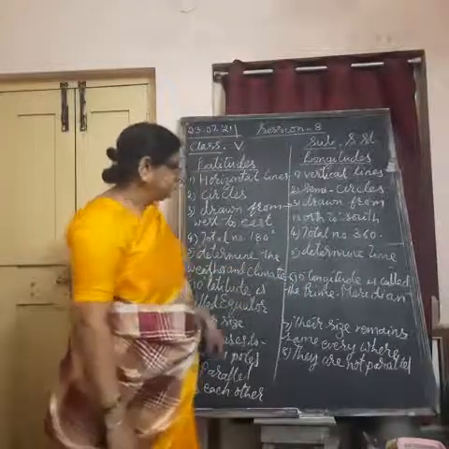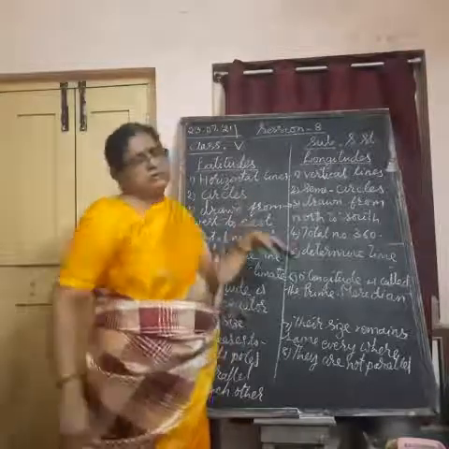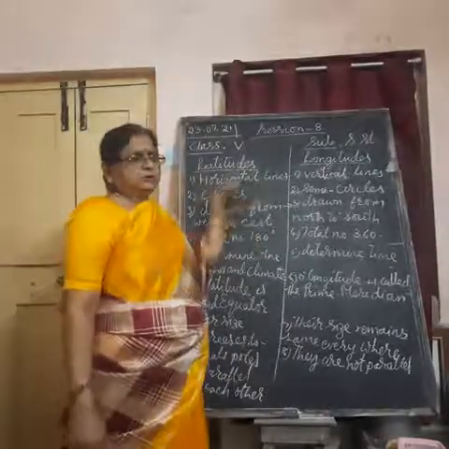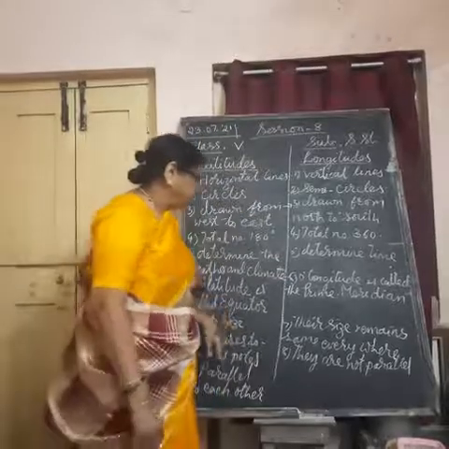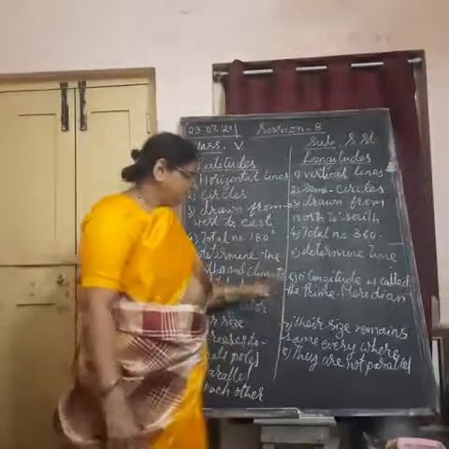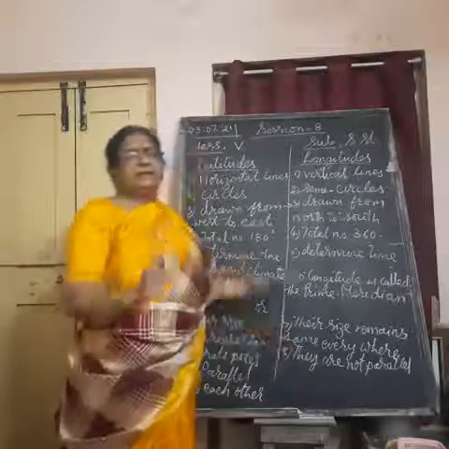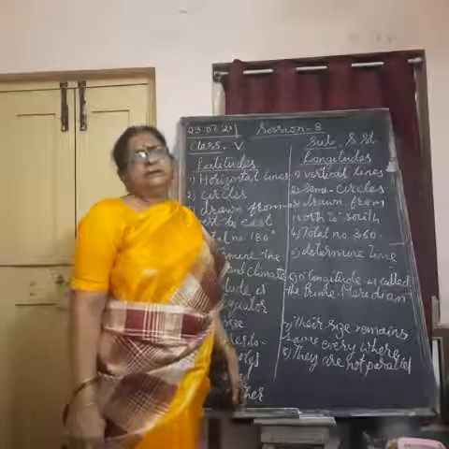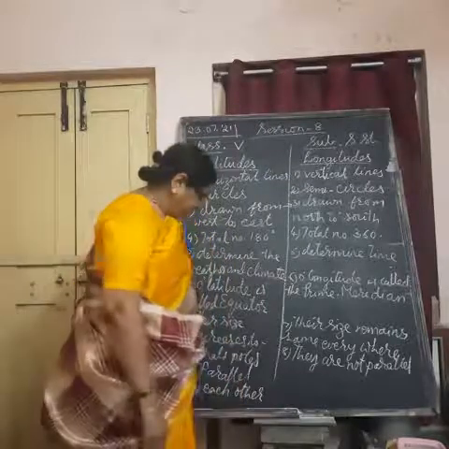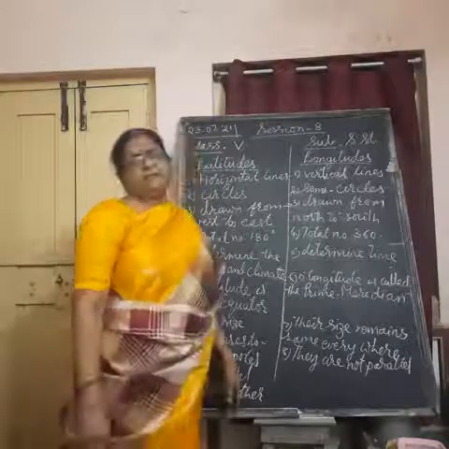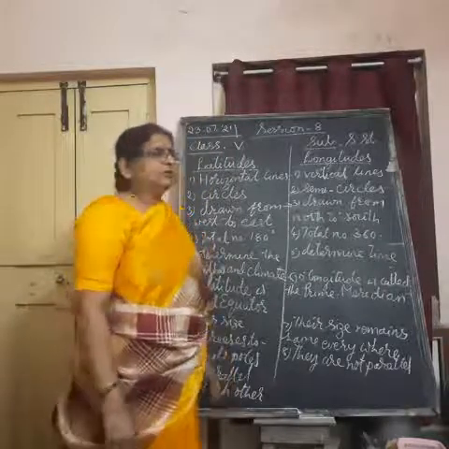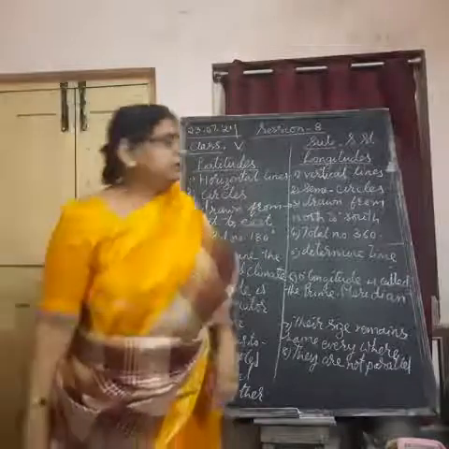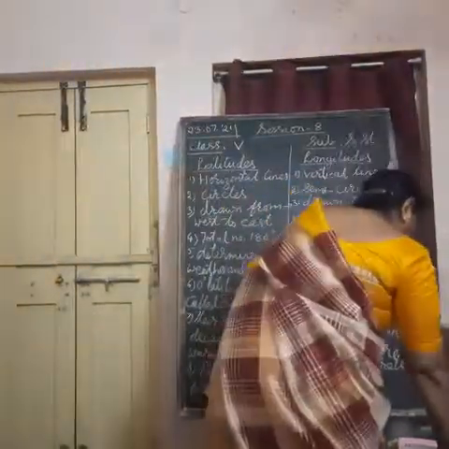Their size decreases when they move towards the poles. The size of the latitudes decreases, becoming smaller and smaller as we move towards the poles on both sides. But the size of the longitudes remains the same everywhere. They are not of different sizes. All the 360 degrees of longitudes are of the same size. Then latitudes are parallel to each other, whereas longitudes are not parallel to each other. This is about the differences between latitudes and longitudes.